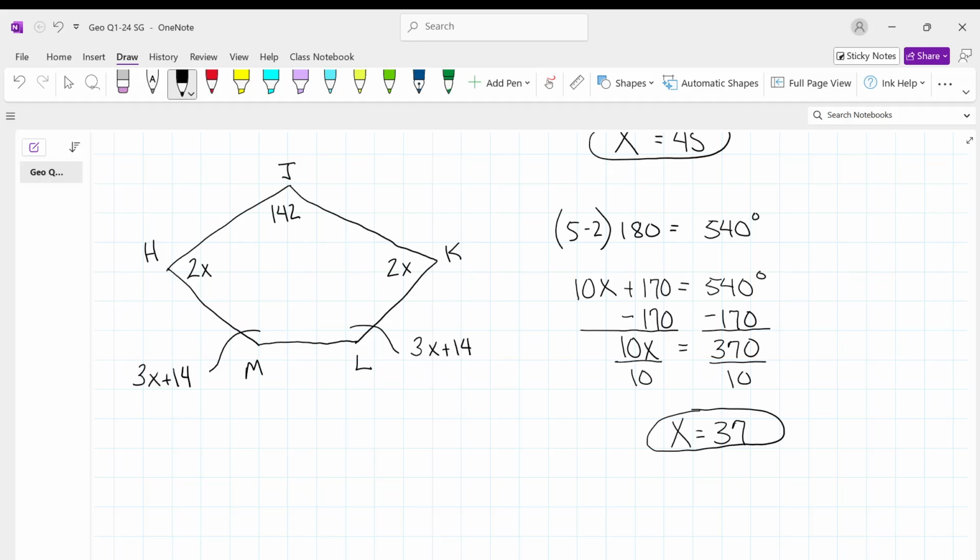All right, so there's a couple of examples of how you can find the sum of the angle measures of a polygon, and then how you can use that sum to find the value of variables. And if you had to find these different angle measures, you could just substitute this 37. So if you needed the measure of angle H, that would just be equal to 2 times 37, 74 degrees.